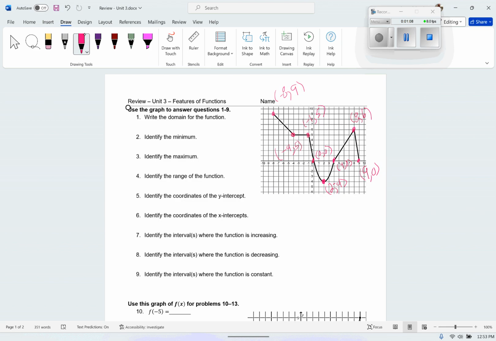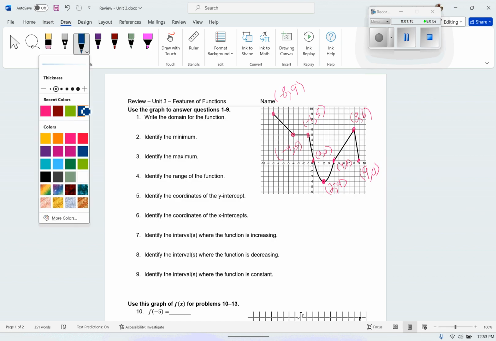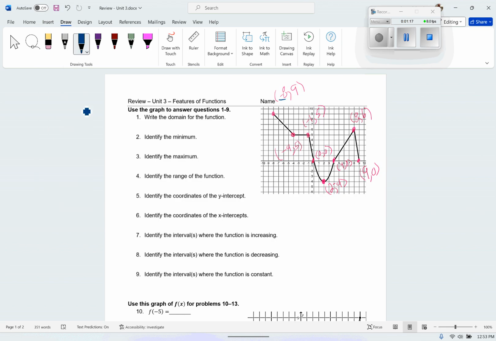So write the domain of the function. So what's my furthest left x value? Yeah, it's -8. What's my furthest right x value? That's 9. So I'm going to use the hard brackets because they're points. So that's our domain.